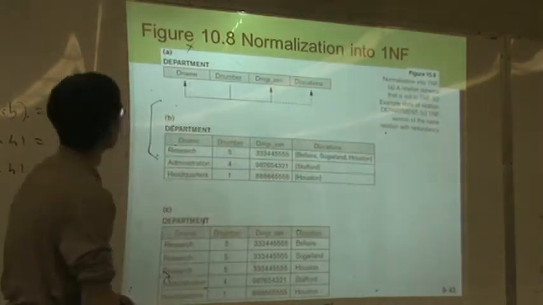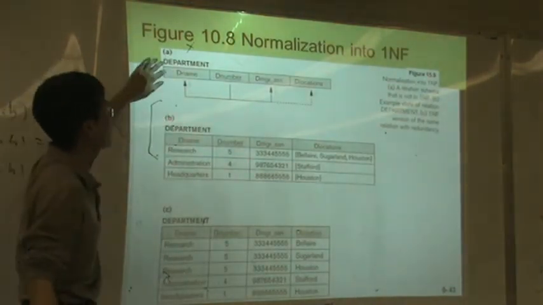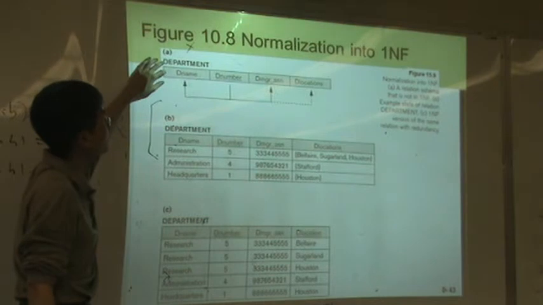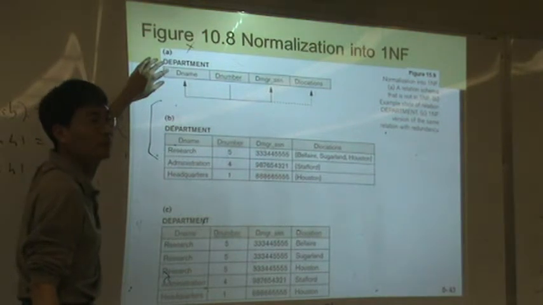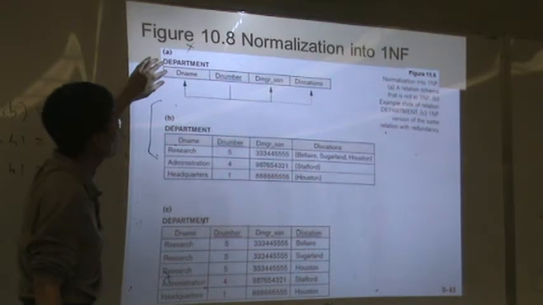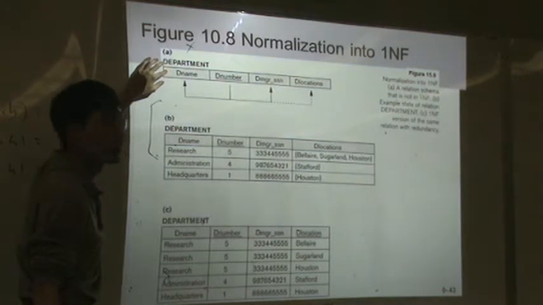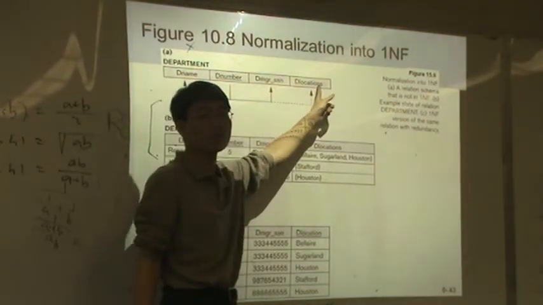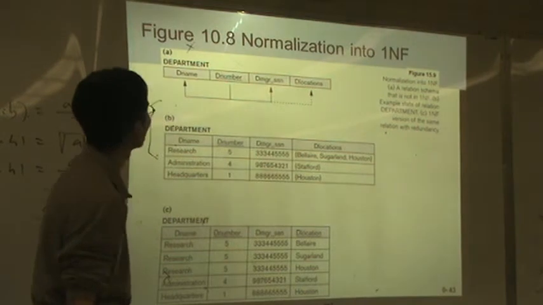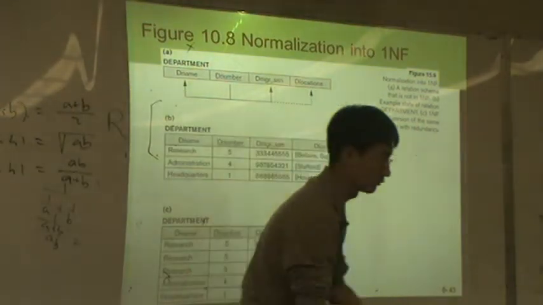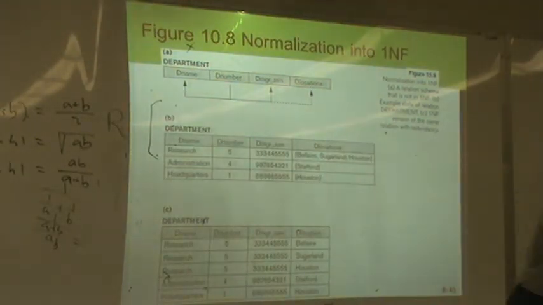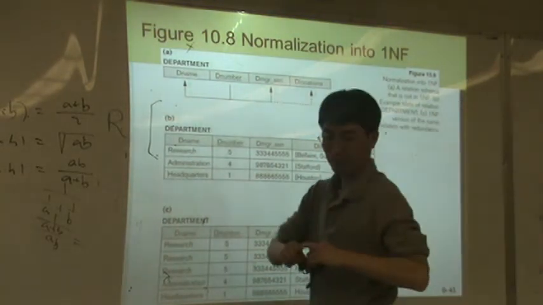For example, is this the first normal form or not? Composite, can you find any composite attribute? No. Can you find multi-value? Yes, the location is multi-value. So this is not the first normal form.